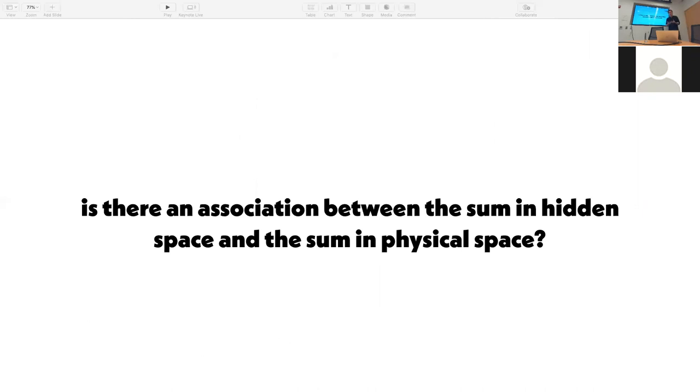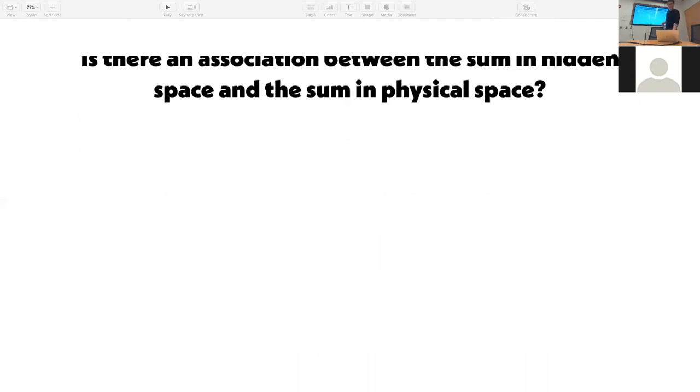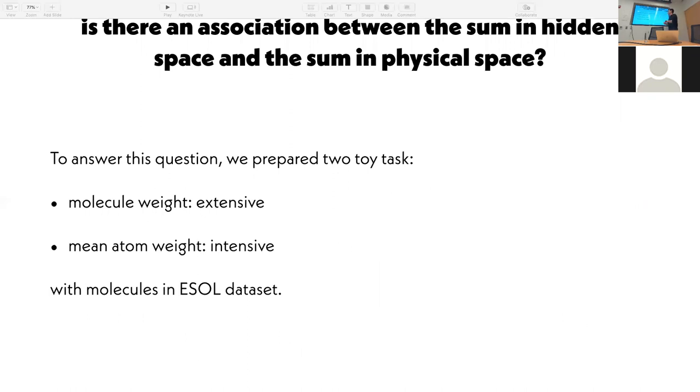So our question becomes, is there an association between the sum in the hidden space and the sum in the physical space? In other words, if you have an extensive and an intensive property, do you need to make adjustments in your architecture? To answer this question, we prepared two very simple toy tasks. The first one is molecule weight, and the second one is mean atom weight. Those are the simplest things you can ever predict, right? Mean atom weight, by this I mean just the molecule weight divided by the number of atoms.